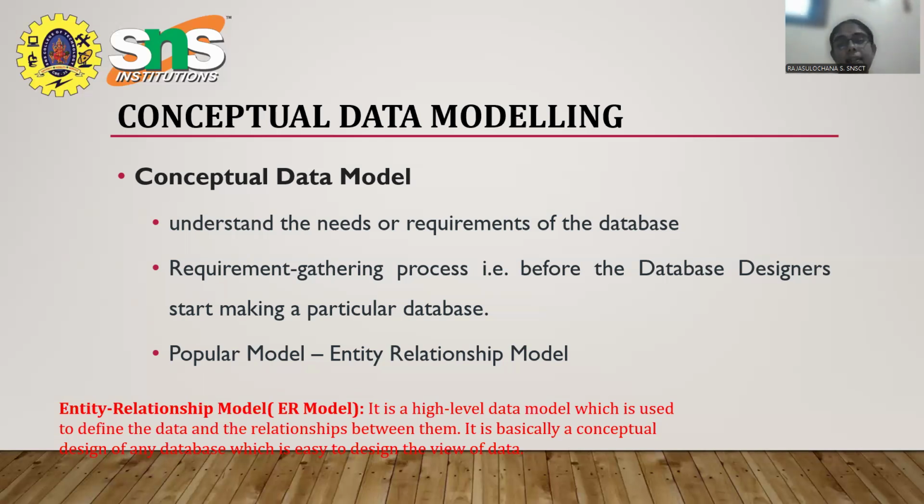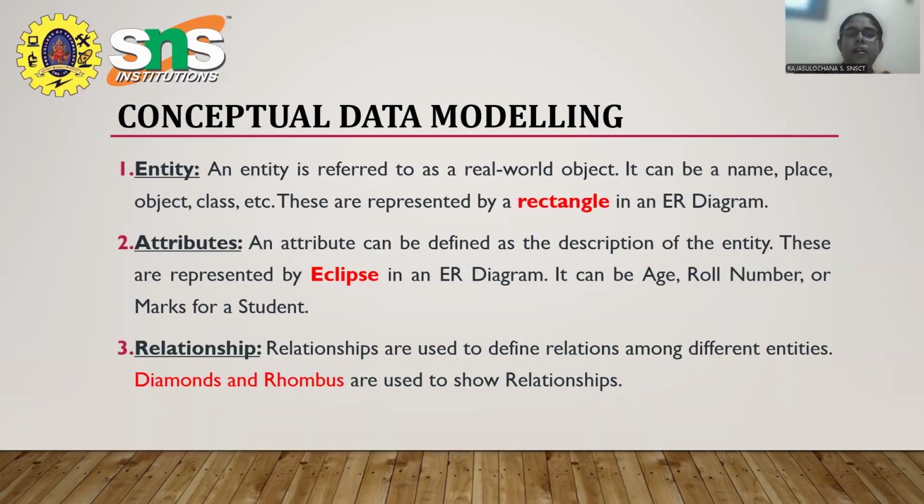So it is a high level data model. Unlike the other data models, ER model is a high level data model. It defines the relationship between a data and a given relationship. It defines the concept of any database, and it is also easier to design the view of a data. So here, ER model contains various components such as entities, attributes, and relationship. These three are the main components used in any ER model.